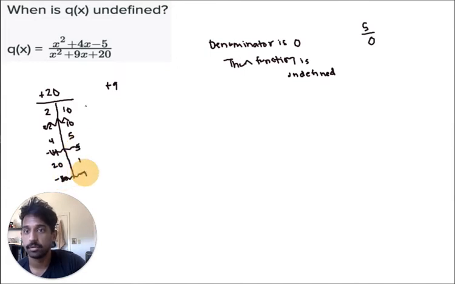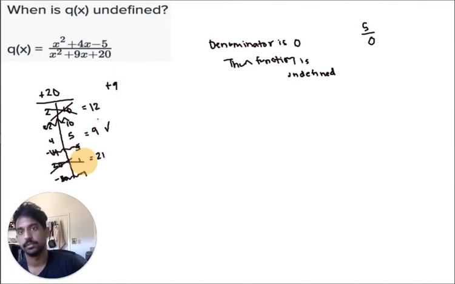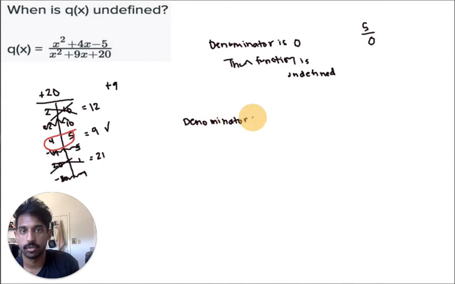2 plus 10, that's going to give us 12. That's not what we want. 4 plus 5, that's going to give us positive 9. That is what we want. 20 plus 1 gives us 21. That's not what we want either. And so we see that the factors we want are going to be 4 and 5. So that means when we factor the denominator, it would be x plus 4 and x plus 5.